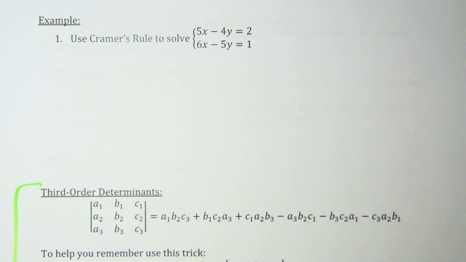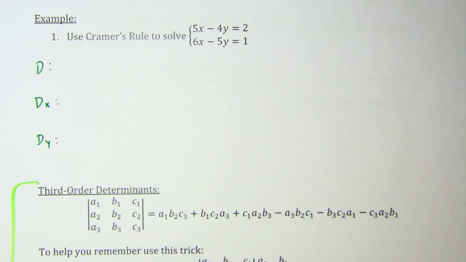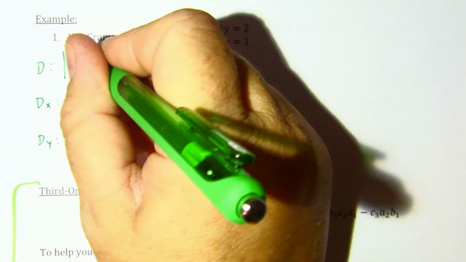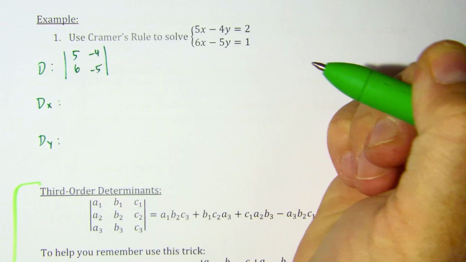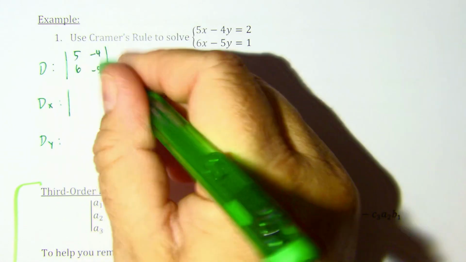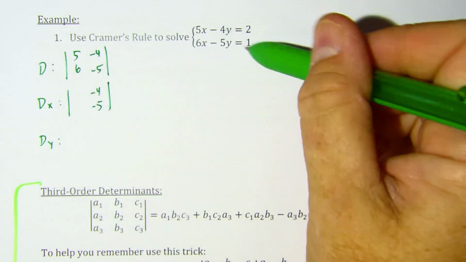So on the next page, we're going to do an example of using Cramer's rule for solving a system of equations. So here we have two equations, 5x minus 4y equals 2, and 6x minus 5y equals 1. And we're going to find three determinants. D, the main determinant, and that's just using these coefficients, 5, 6, -4, and -5. And then the x determinant, and what we do here is we're using the same numbers, -4, -5, but instead of the coefficients of x, we're going to use the numbers on the end.